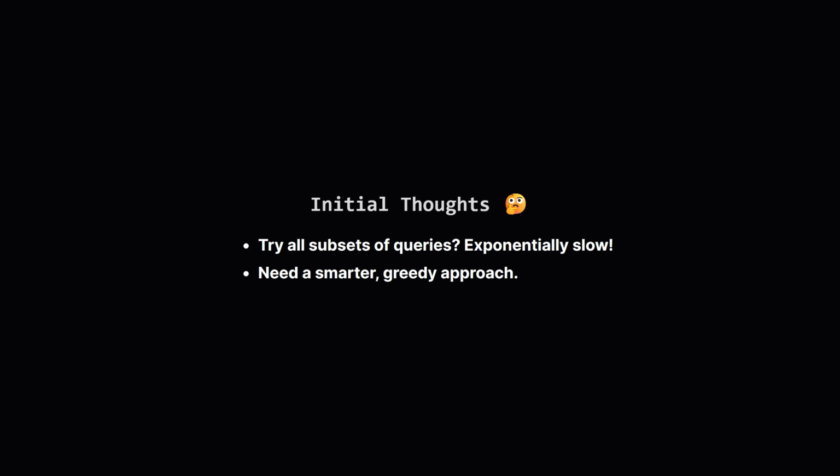So, what's the first idea that might pop into our heads? We could try, well, every possible combination of queries, right? See which combinations satisfy all the demands in nums, and then find the one that uses the fewest queries. But, phew, that would be a lot of combinations, especially if we have many queries. This is what we call an exponential approach, and it's usually way too slow for larger inputs. We definitely need something more clever.